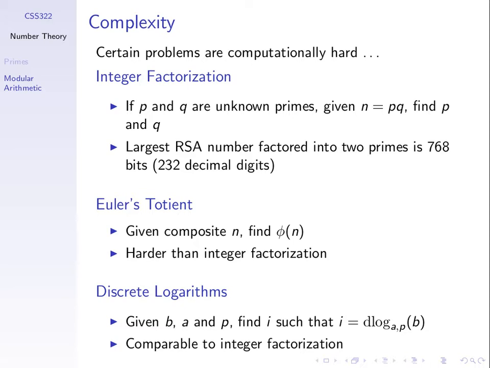So if n is large, finding p and q is considered practically impossible. Similar to our brute force attacks, if we have enough bits in our key, finding the right key is practically impossible because it takes too long.